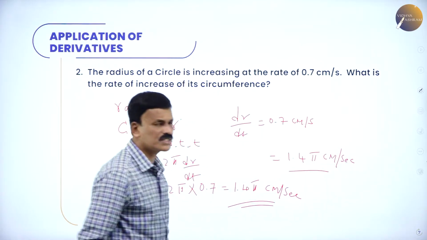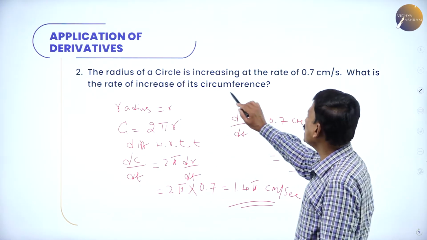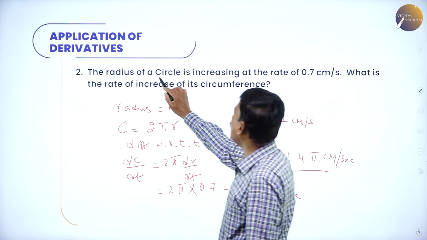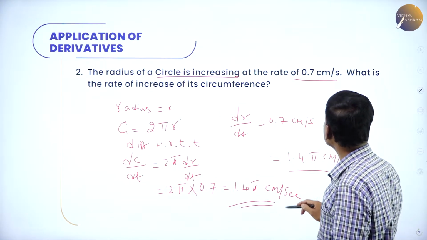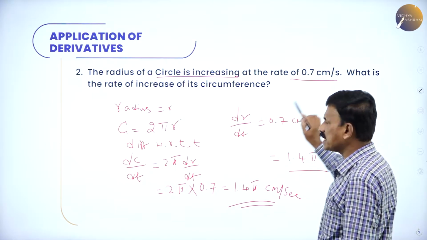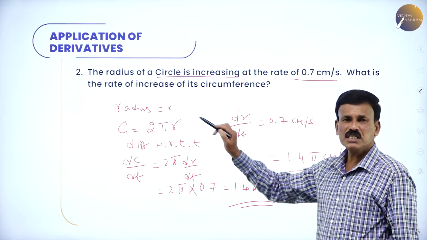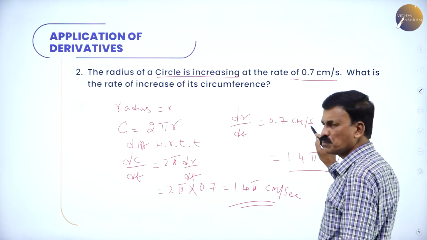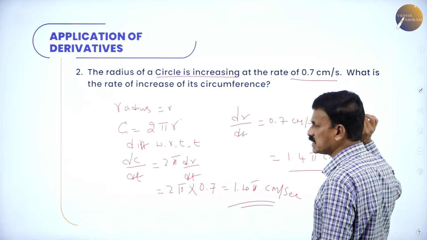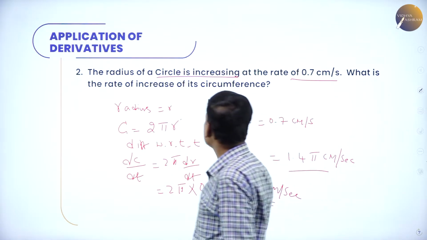I will explain once again. The radius of a circle is increasing at the rate of 0.7 centimeters per second. That means, suppose r is the radius of a circle, then dr by dt is equal to 0.7 centimeters per second. That is given. What is the rate of increase of the circumference?